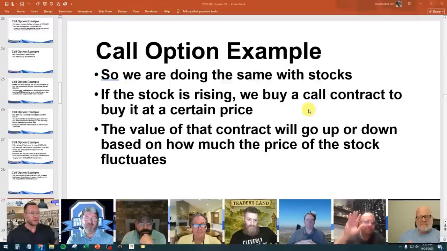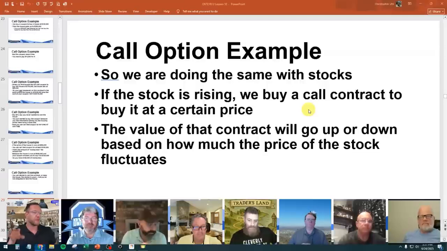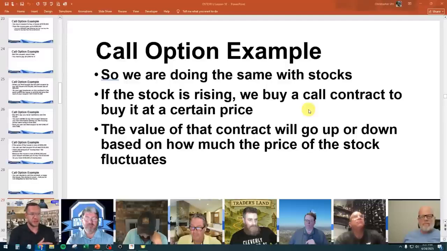So now we're doing the same thing with stocks. If the stock is rising, we can buy a call contract to lock it in at a certain price. And the value of that contract will go up or down based on how much the price of the stock fluctuates. The option contract is a coupon to buy a stock at a certain price by a certain date. And the price of that option is going to change just like a coupon would if it's going deeper in the money or out of the money.